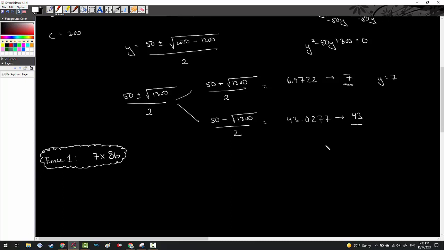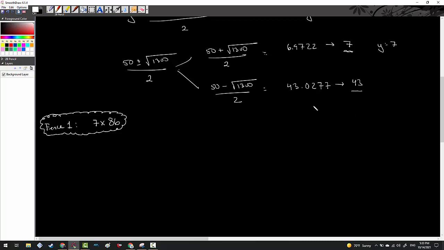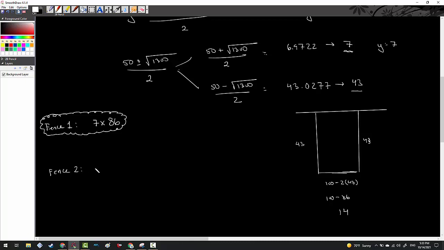Now the other situation here, when y is equal to 43, I'll go and draw that out right below it. If y is equal to 43, hopefully it makes sense that the lengths would be longer and the width would be shorter here, right? So with this thing being 43 on either side, now you've got 100 minus 2 times 43, which then gets you 100 minus 86, which would be 14. So what you have on fence option 2 here would be a 43 by 14 foot fence.